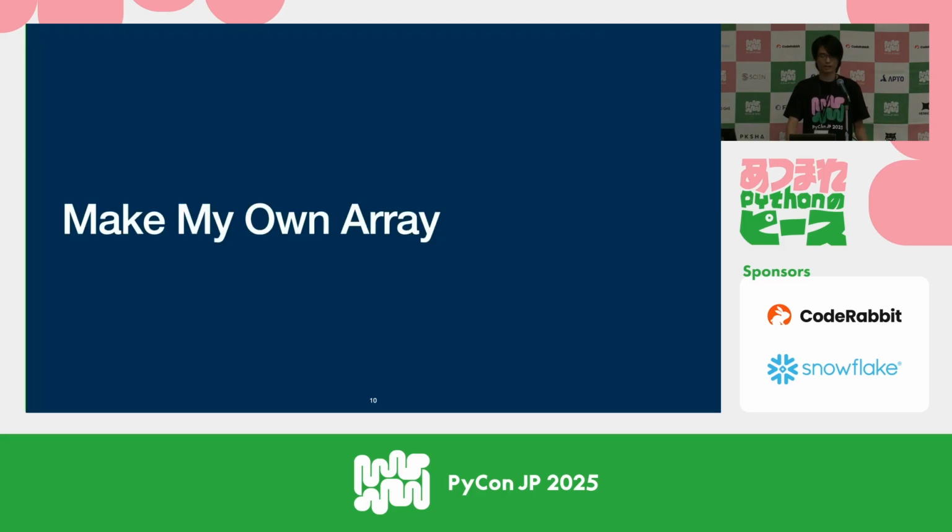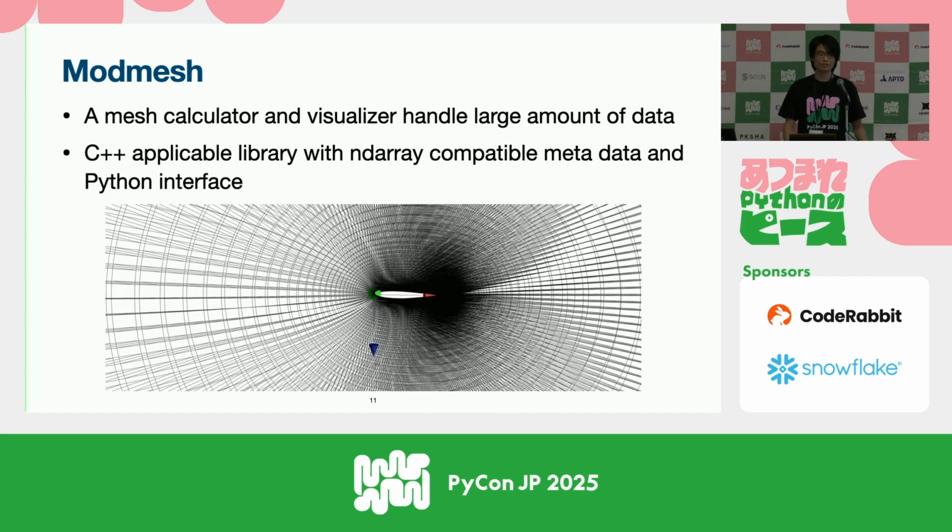Okay, with this knowledge, I started to make my own array. Our project, MarMesh, is a mesh calculator and visualizer that has to handle a large amount of data, so what we want is speed. We want to be really fast. That's why we implemented it in a C++ library. While we want it to be also usable for users, so we wrap it with a Python interface. And also, we make our array with NumPy array compatible metadata, so that the buffer can be transferred from NumPy to ours or from ours to NumPy.